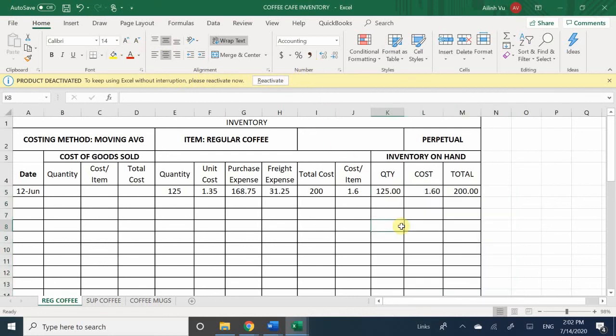Okay. Can you stay there for just 1 second? Yep. Okay. So here we indicated that freight was $31.25, and we got a total cost of $200. And if we divide that by 125, we should get $1.60 for each item that we sell.